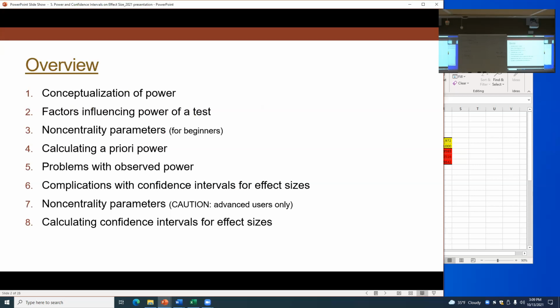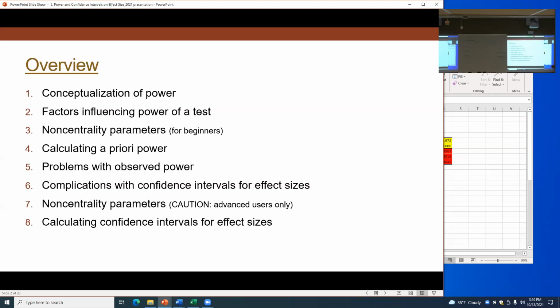In general, kind of our map here, going to start with conceptualizations of power and think about what power is, what it means, a couple different ways we might think about it, talk about factors that influence our power, introduce you to non-centrality parameters. These are kind of like raw metrics of effect size, but they start to become important for conceptual reasons. Going to calculate power, talk about problems with observed power. This is a thing that SPSS provides that's not terribly useful for much of anything, but people will get hung up on it sometimes. Talk about problems with confidence intervals on effect size, some non-centrality parameters.